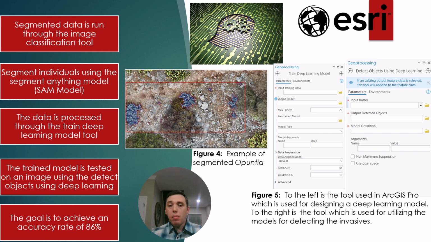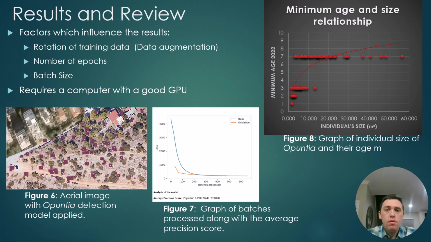The goal for the paper this presentation is based on is to create a model that can achieve an accuracy rate of at least 86% or higher. The paper for this project is ongoing, but I wanted to share some interesting results which were acquired so far and will be further explored in the near future.